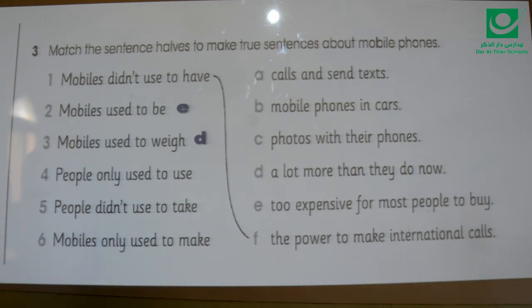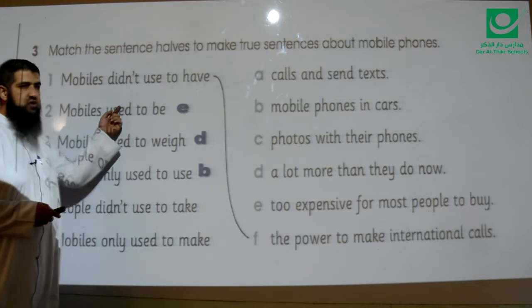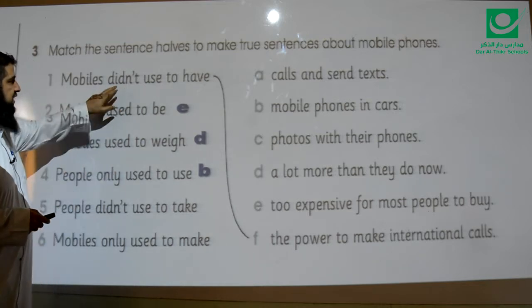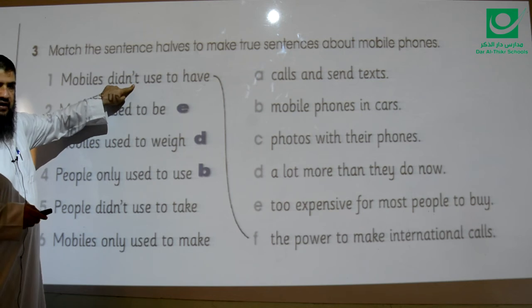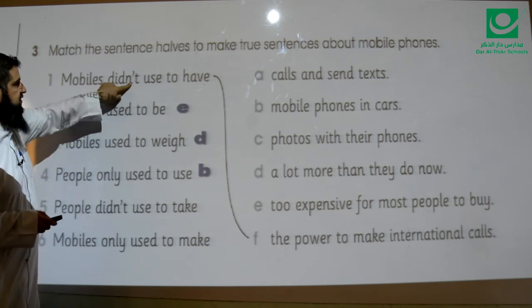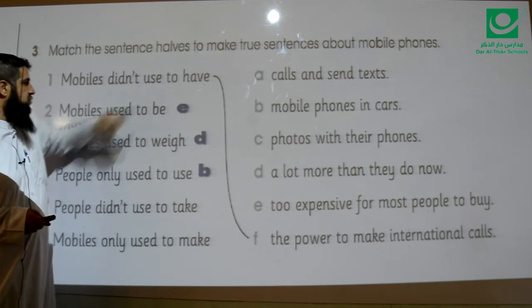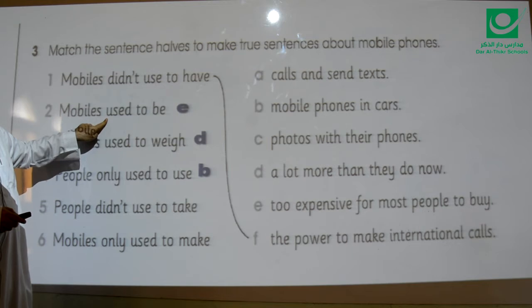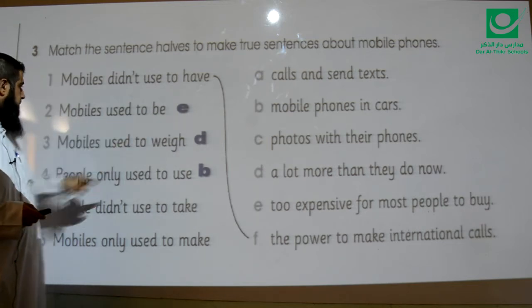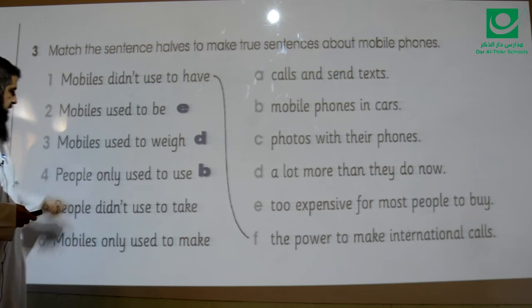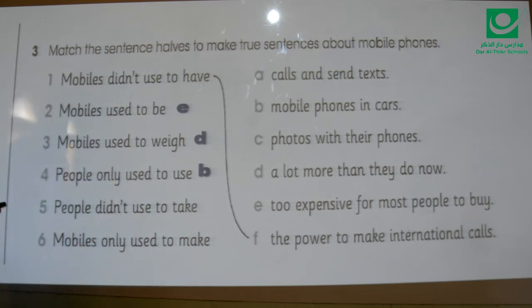Number 4, people only used to use mobile phones in cars. Yes, that was in the past, students. Of course, all of the sentences, as you can see, didn't use to. Again, if I want to remind you, after didn't, we use the infinitive, use. Here, this is a positive sentence, so I say mobiles used to, and here people used to use.